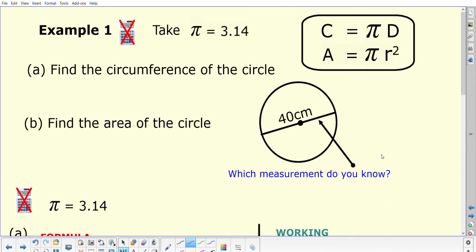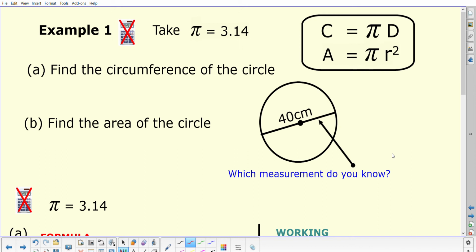So, first example we're going to look at, it's saying it's a non-calculator question, so you're being directed to take the value of pi to be 3.14. So that means in the formula you're actually going to be writing in 3.14 in place of the pi. So this first question, find the circumference of the circle, and then part B, you're also going to use the same circle but being asked to work out the area.